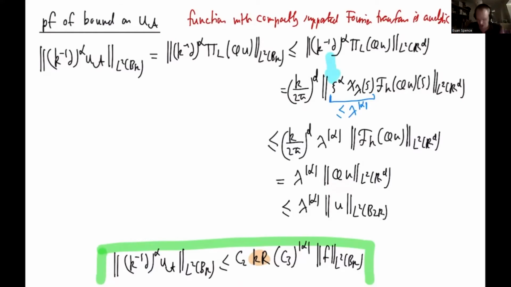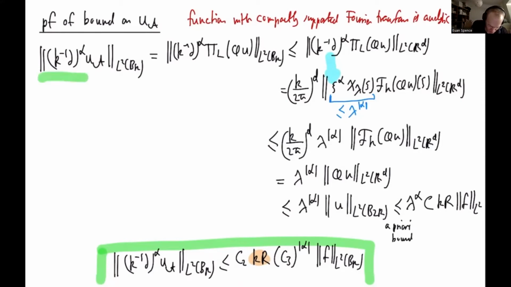And now I use this a priori bound on U, that again you can get with integration by parts, to say this is less than or equal to lambda to the alpha, the constant K times the norm of F in L2. Right, this is the a priori bound. And we see exactly that we've then proved this.